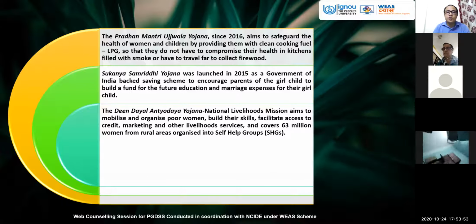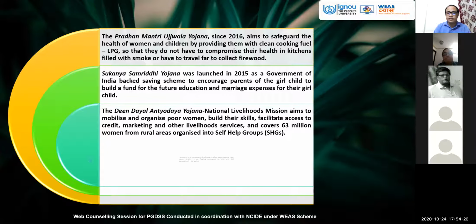Then Deendayal Antyodaya Yojana, which is one of the national livelihood missions, because when you talk about equity, it should not only talk about gender equity, it should talk about social equity. That is also covered under this Deendayal Antyodaya Yojana, and it encourages establishing or organizing self-help groups. This plays an important role in improving livelihoods and economic growth in a nation.